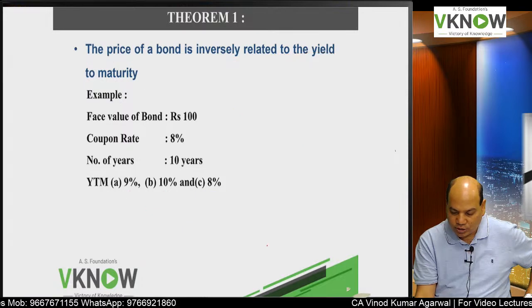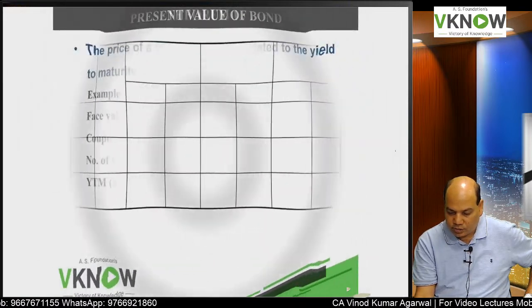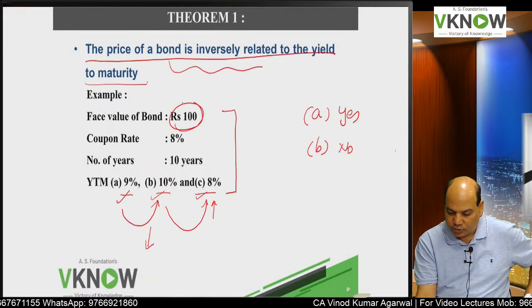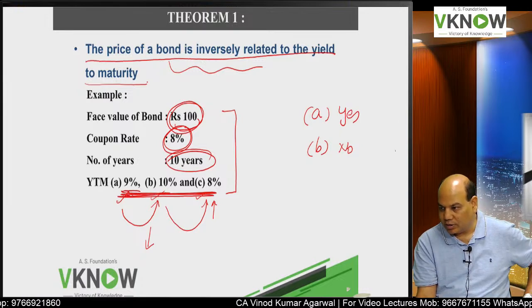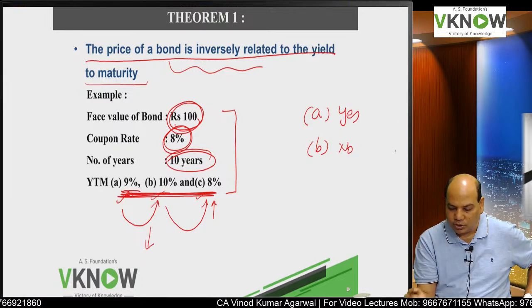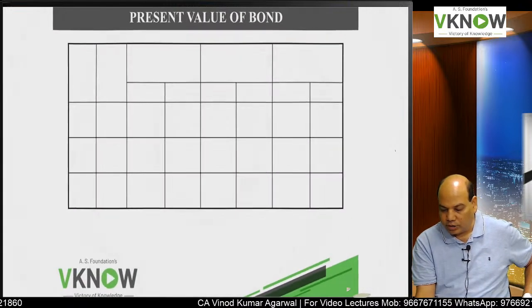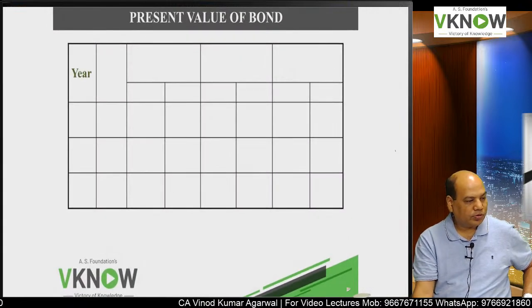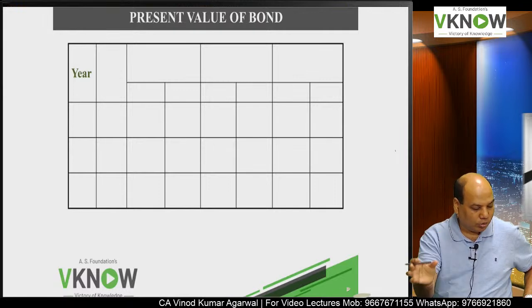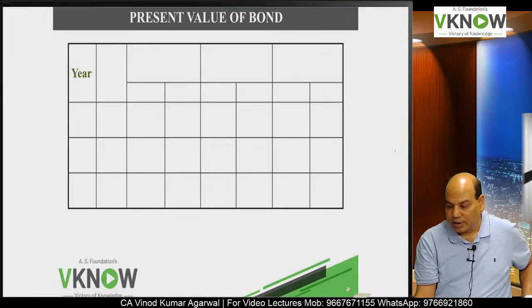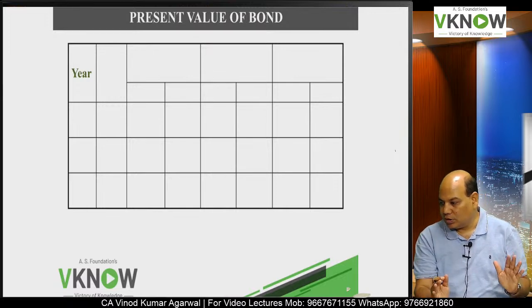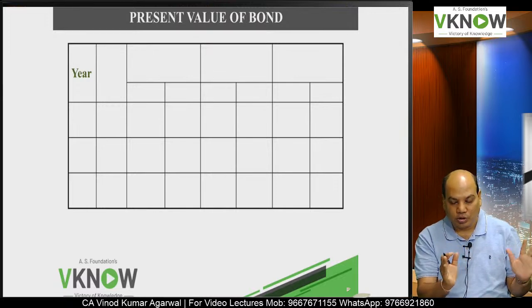Take out your notebook again. We have a question where we have a bond with face value 100, coupon rate 8%, number of years 10, and the three situations are 9, 10 and 8. This is similar to your question number 1 we had solved. So first we will calculate the present value of the bond under all the three YTMs, and then we will see whether this theorem is true or not.